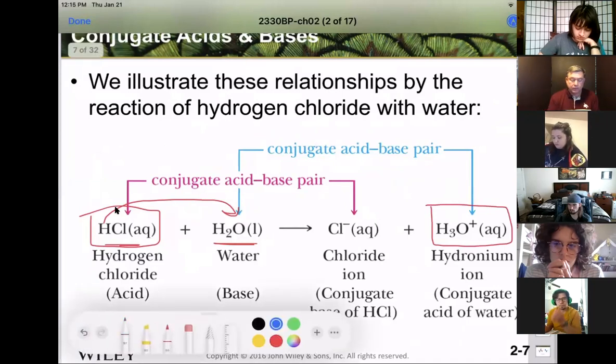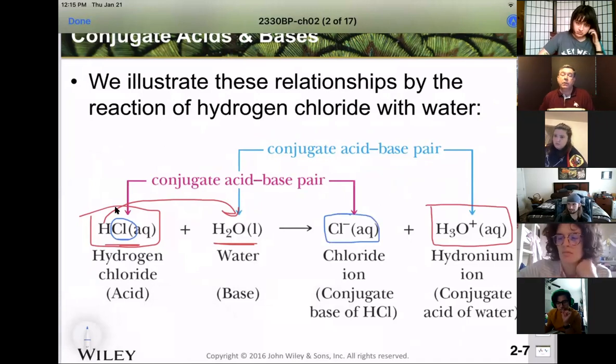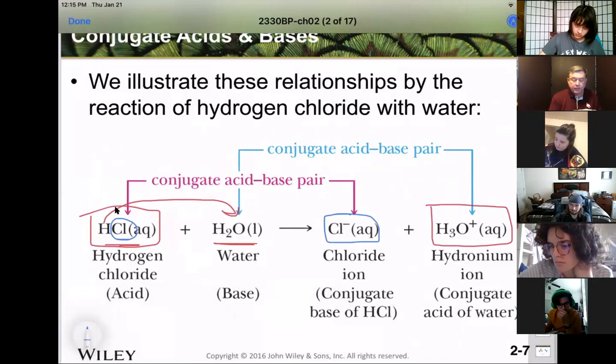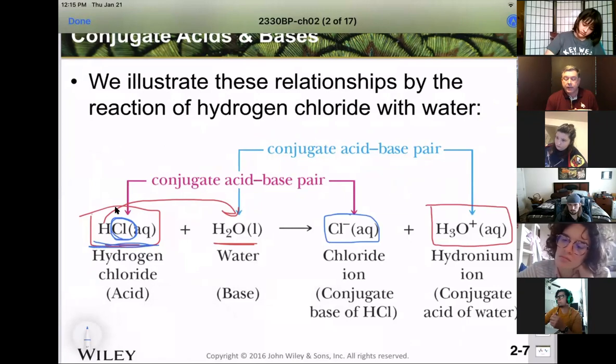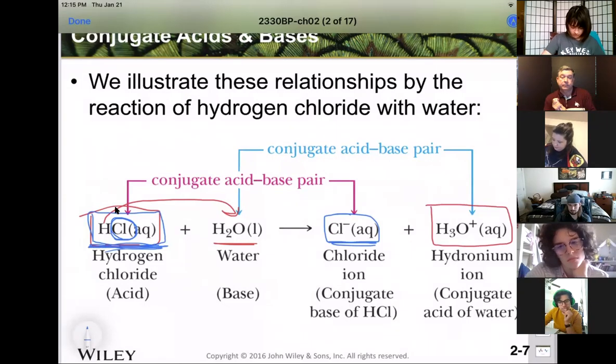What happened over here? Well, the chloride lost a proton but kept its electrons and got to be a negatively charged chloride ion. Okay, so this chlorine right here of the hydrogen chloride has changed from being the acid structure to now being willing to accept a hydrogen. That makes it the conjugate base. Because now it can go back and accept a proton to become an acid again.